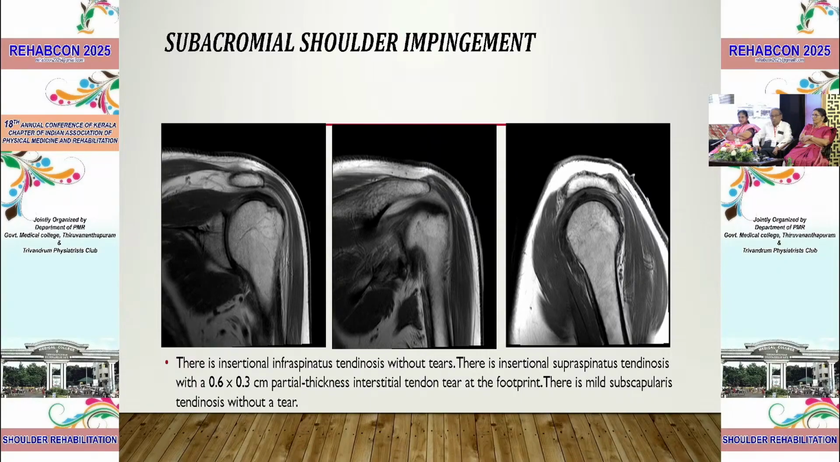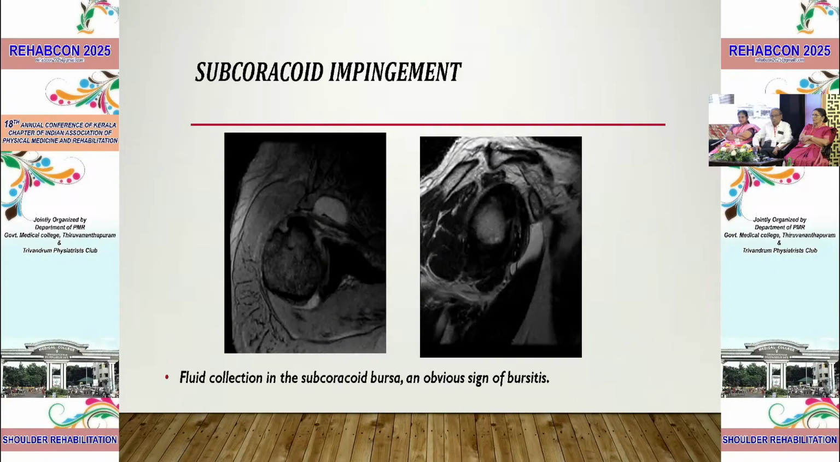Now here you can see that there's a tendinosis of the infraspinatus, and you can see a partial thickness tear also. Sometimes in impingements the tears will also be associated. And with tears we can have developed tendinosis. Tendinosis means it's a swollen type of tendon, a reaction to compression or whatever force happening in the tendon on a chronic process. It can be demonstrated. Then that's a subcoracoid. In case of subcoracoid, the most important thing is the fluid. You can see there, the hyperintense area.